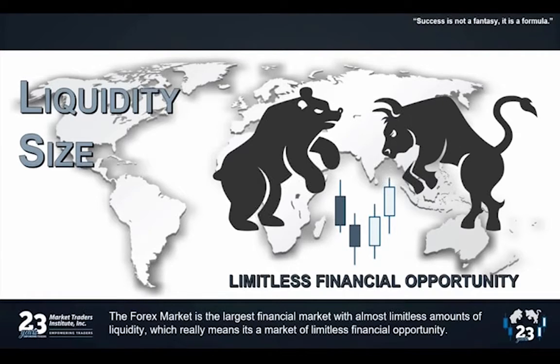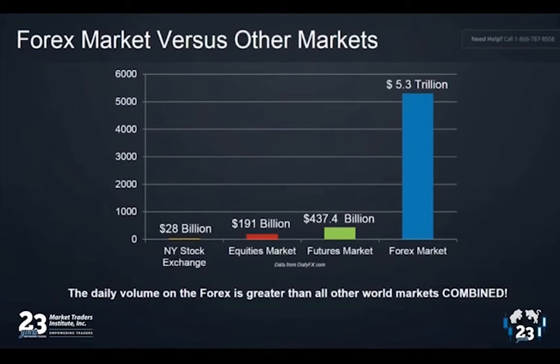The next reason is size. The Forex market is the largest market in the world. It trades $5 trillion a day. It trades more in a day than all of the markets combined, okay? And it does more volume in a day than the entire New York Stock Exchange in a whole year, okay? It is absolutely tremendous what it can do.